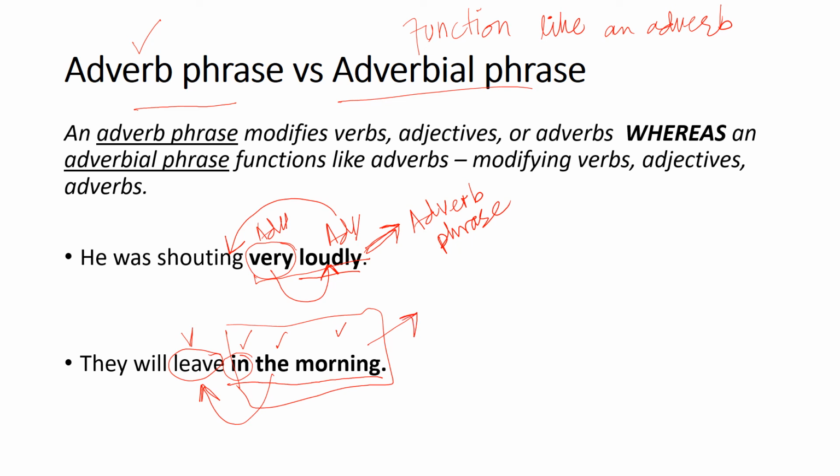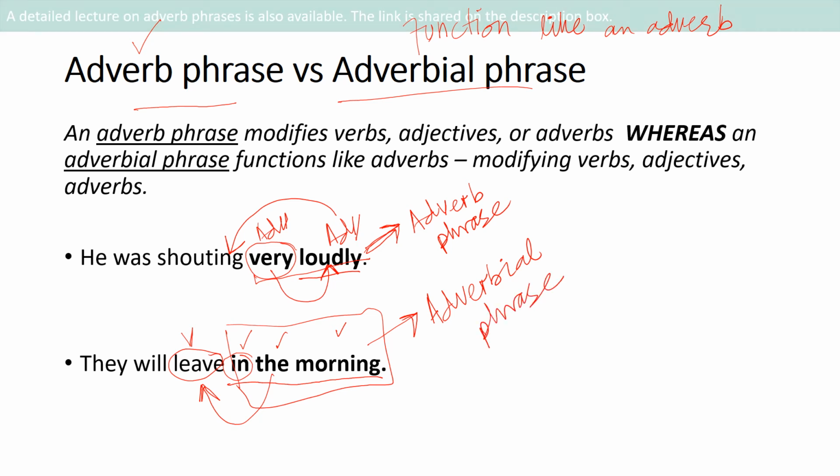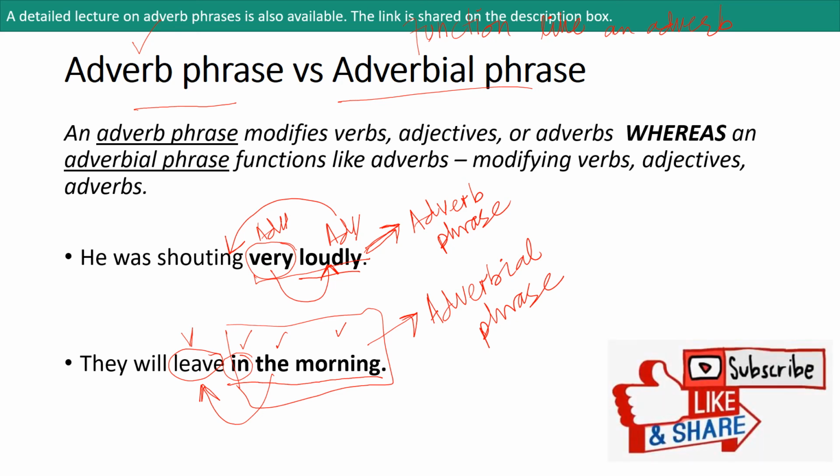So जब भी group of words एडवर्ब होते हैं वो एडवर्ब फ्रेज ही होगा, लेकिन जब ग्रुप ऑफ वर्ड्स एडवर्ब तो नहीं है लेकिन एडवर्ब की तरह फंक्शन कर रहे हैं, तब हम इसको क्या कहेंगे? ग्रुप ऑफ वर्ड्स को एडवर्बियल फ्रेज कह देंगे जी, एडवर्बियल फ्रेज. So this is the difference between an adverb phrase and adverbial phrase. Thank you so much.